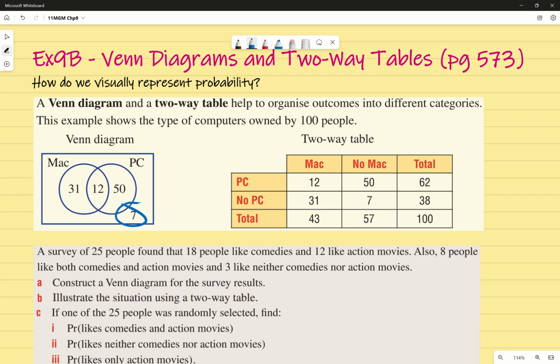What does that 7 mean in this circumstance? Neither. Good. It means neither, so neither Mac nor PC.